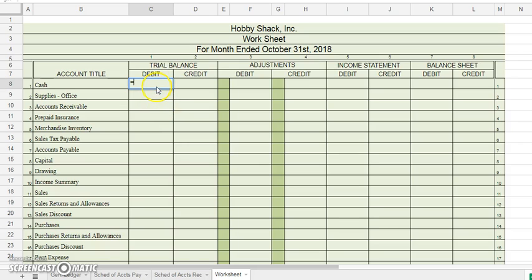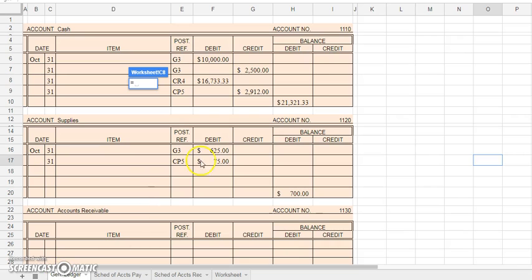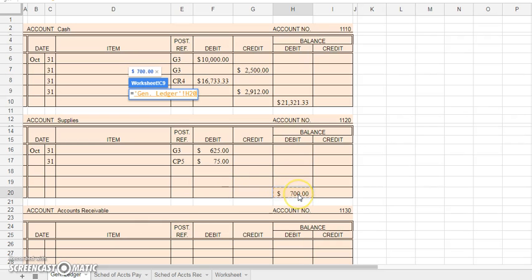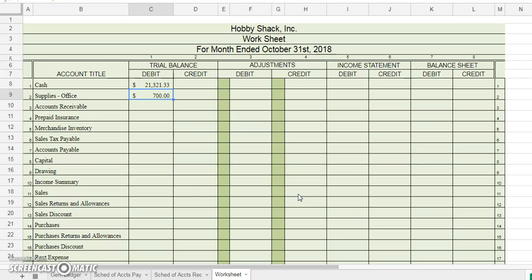So I'm going to just type equals, click on my general ledger, and tell it what cell that it should equal, which is this one right here with the balance, and I hit enter, and it pulls that number automatically over for me. I'm going to do this with supplies as well, equals, general ledger, supplies, enter.